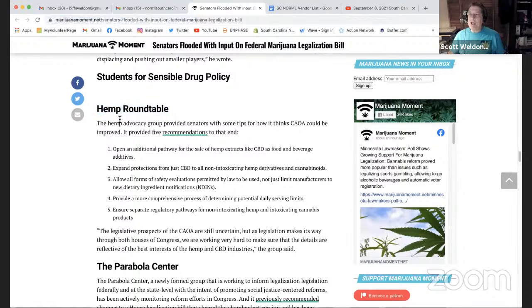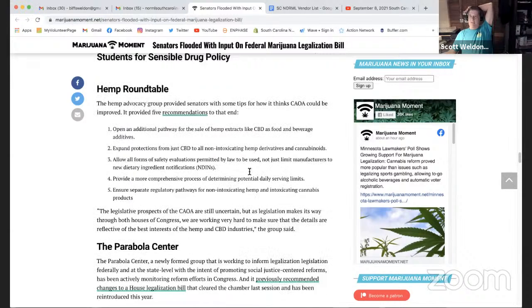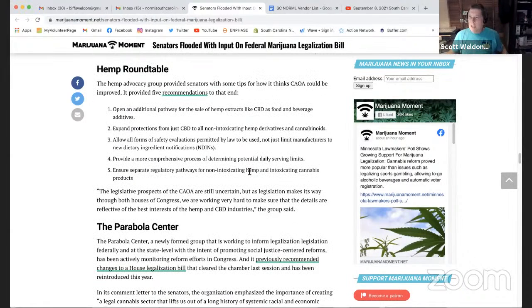It comes down to Hemp Roundtable. Hemp Roundtable was kind of interesting. I had never heard of that advocacy group as well. They made 5 different recommendations, and again, they're hemp and CBD centric, it looks like. Number 1, open additional pathways for the sale of hemp extracts like CBD as food and beverage additives.